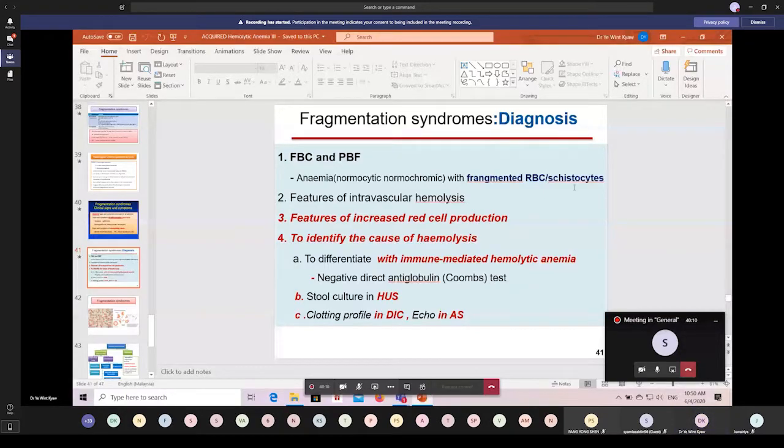So RBCs begin to be destroyed. You can also see other features of intravascular hemolysis, and also increased red cell production to compensate. The feature of increased red cell production is an increased reticulocyte count. When you do a blood test, blood film, you can see the reticulocyte count, new RBCs. The reticulocyte count is increased in investigation.